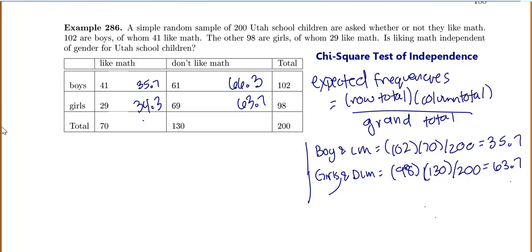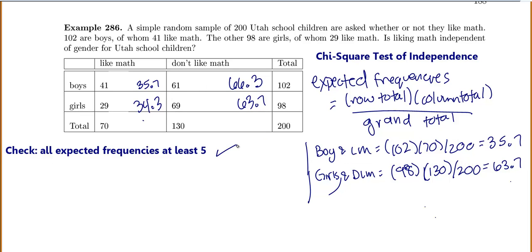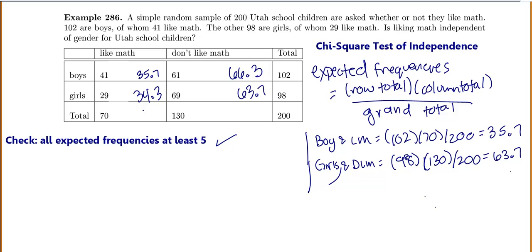Okay, let's see. So we found all our expected. Let's go ahead and check. Are all expected frequencies at least 5? So it looks like my smallest one is 34.3. So we are good there. We can go ahead and do this test.